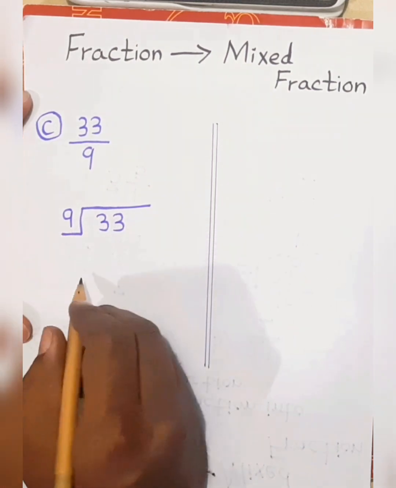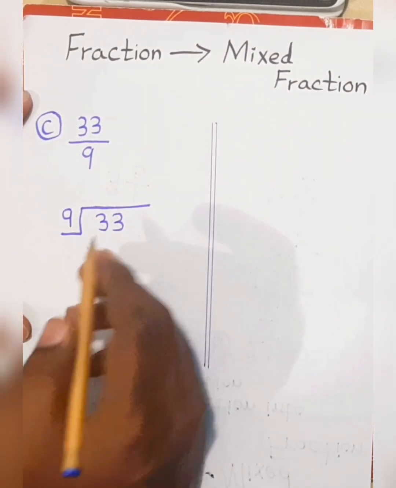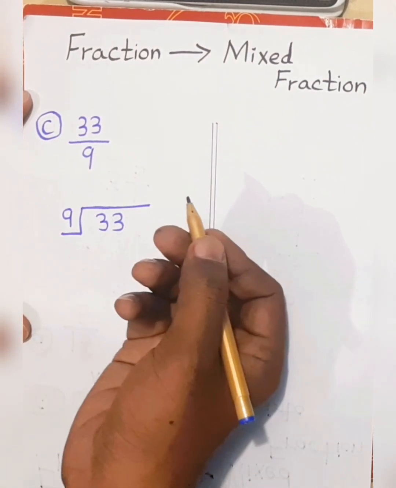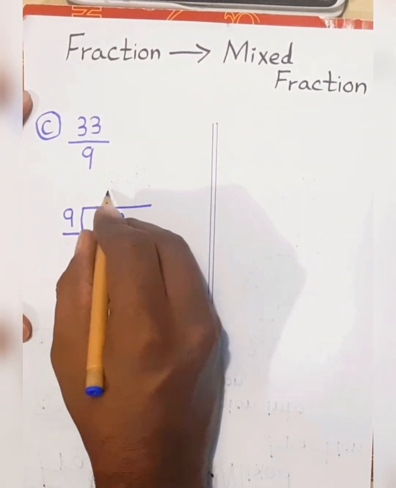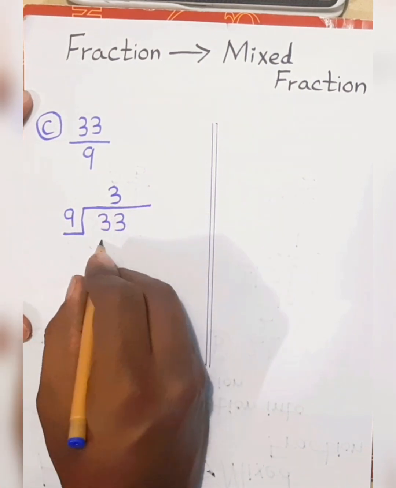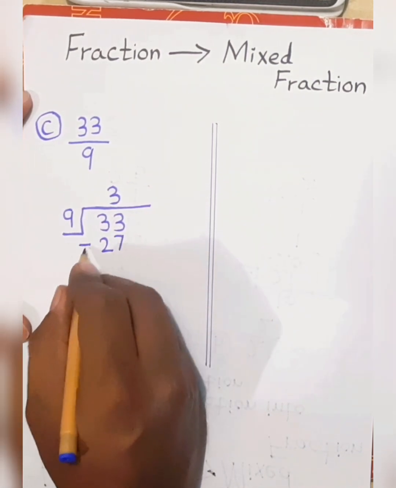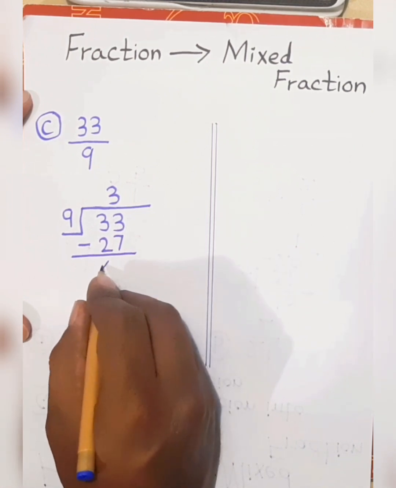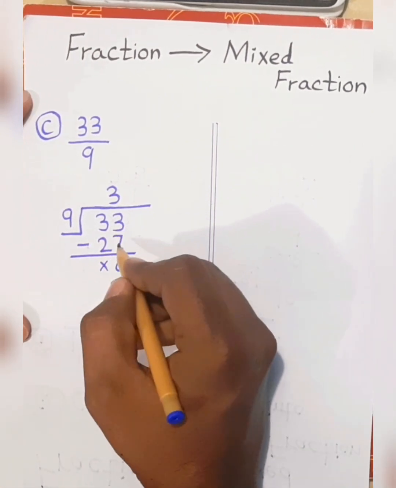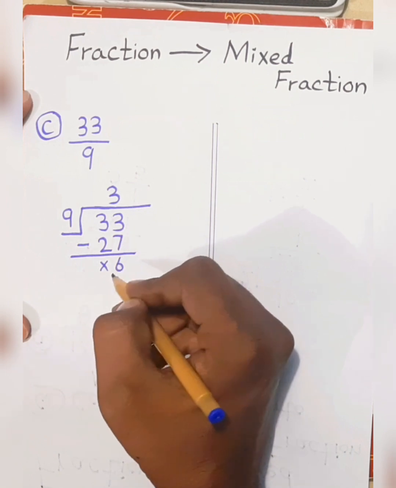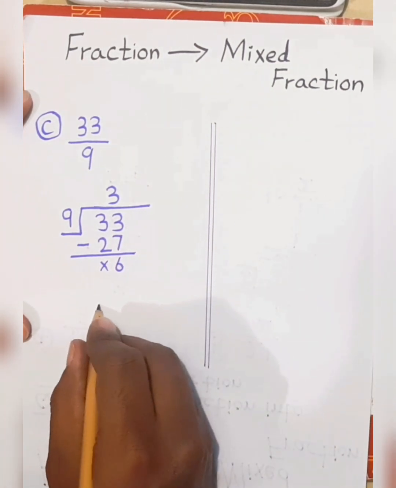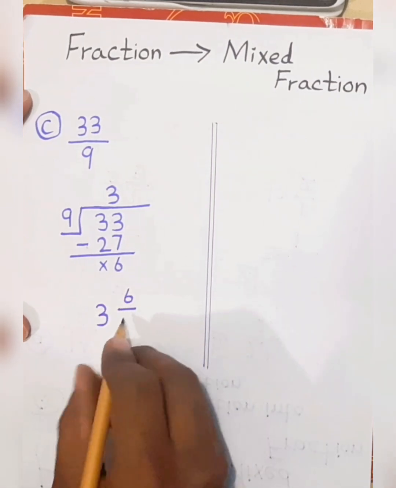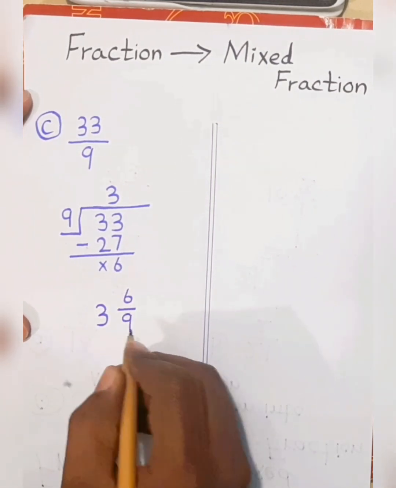So 9 ones are 9, 9 twos are 18, 9 threes are 27, and 9 fours are 36. So 36 becomes a bigger number. So 3 is the correct answer. So 27 here we have to subtract it. If we subtract 27 from 33, we get the answer which is 6. Again we have to put 3 here, 6 here as the remainder, and here is the divisor.